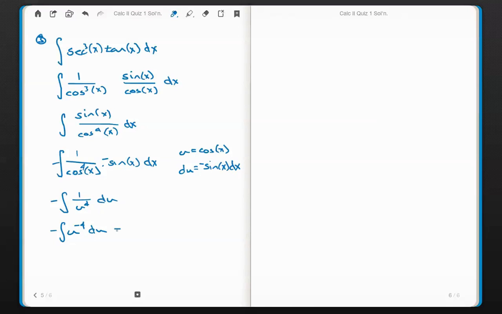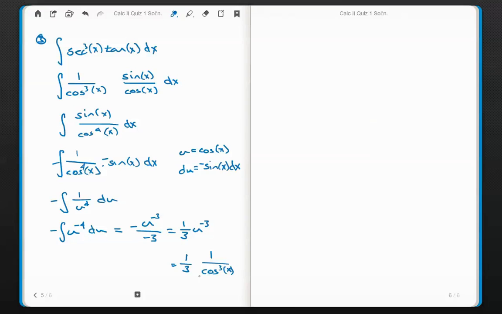So we have negative, let's see, exponent goes up by 1, so it goes to negative 3. u to the negative 3 divided by the new power, negative 3. And then those cancel, so that gives me 1/3 u to the negative 3. And what was u? Cosine. So it's 1/3 of 1 over cosine cubed of x.